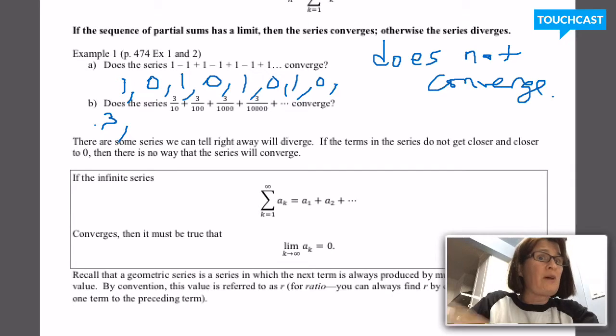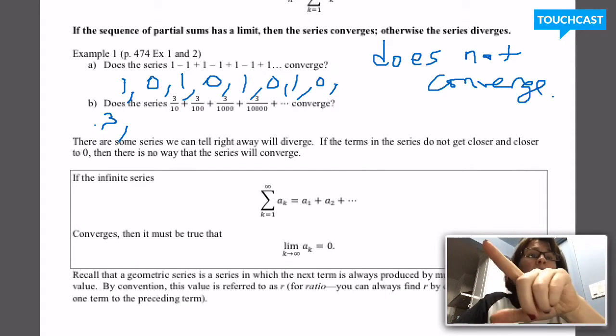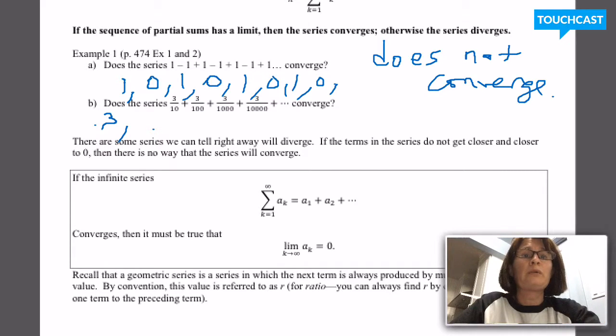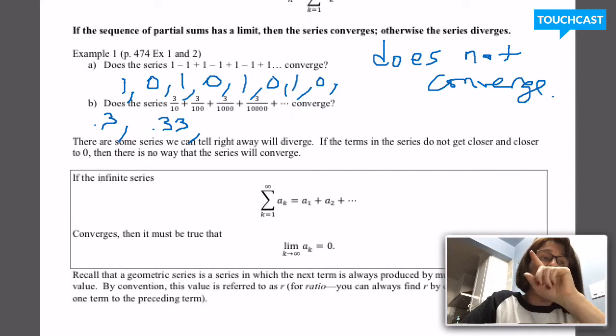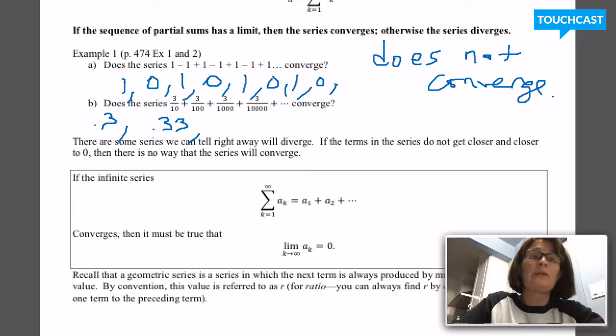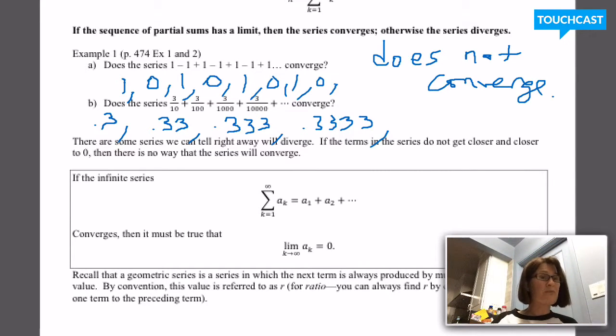For the second partial sum, I would add 3/10 to 3/100, and that would be 0.3 plus 0.03, which is 0.33. The sum of the first three terms is 0.3 plus 0.03 plus 0.003, which is 0.333. If I add the first 4 terms together, I'm going to get 0.3333. So can you tell what my partial sum is approaching as I add more and more terms together?